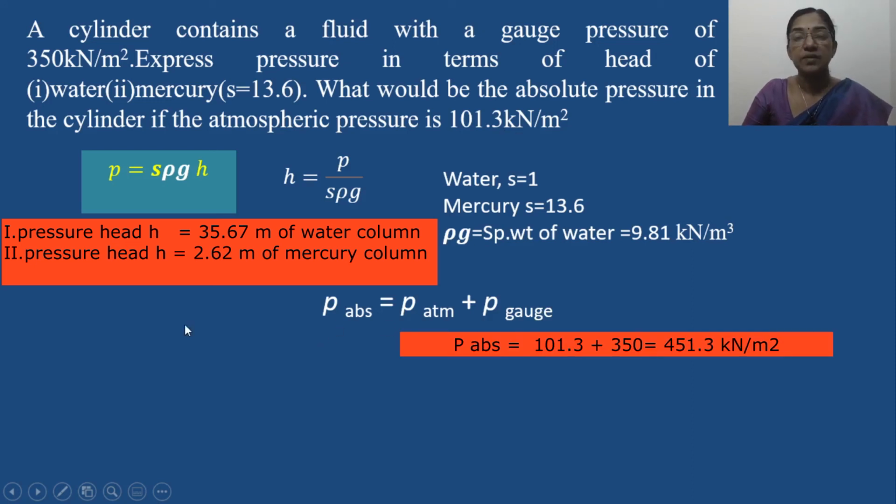Now we come to the end of the session. We can continue fluid statics in the subsequent videos.